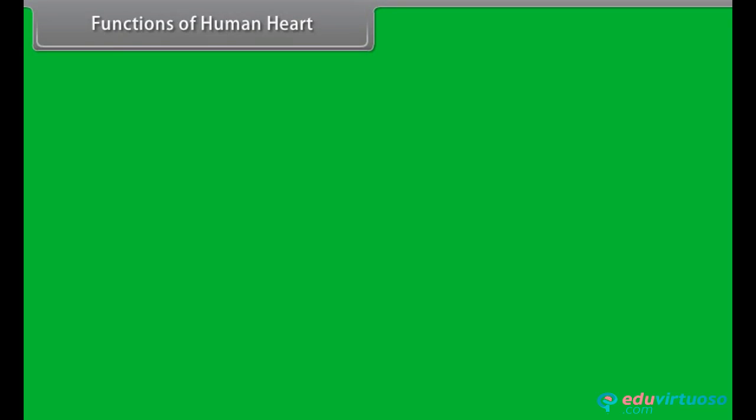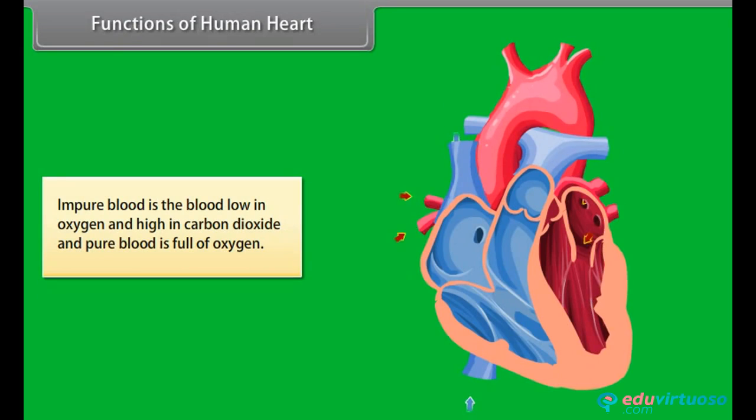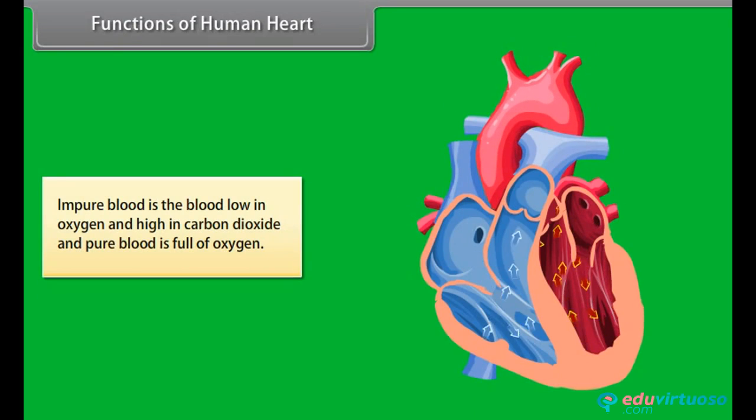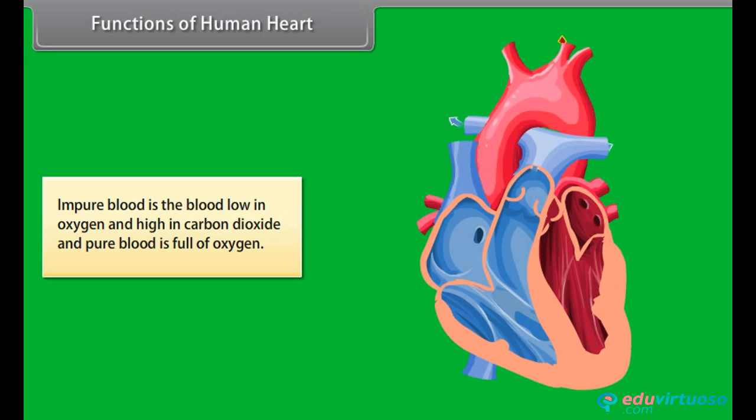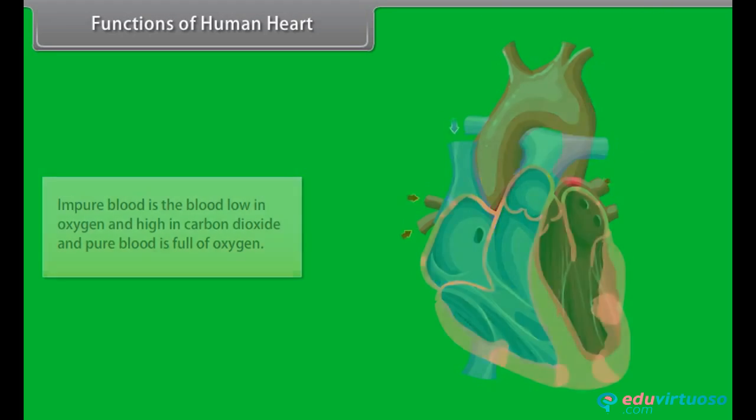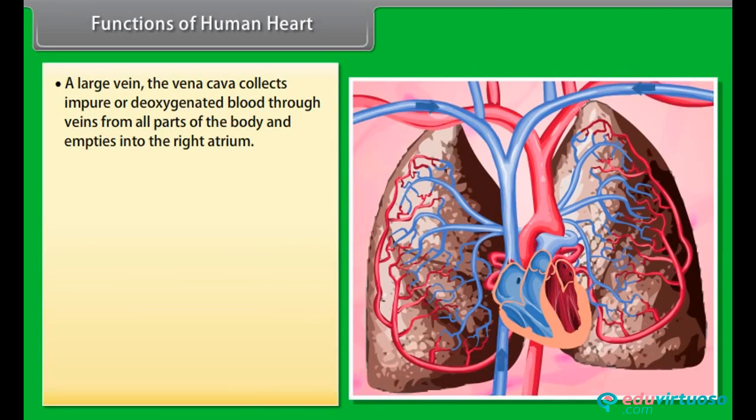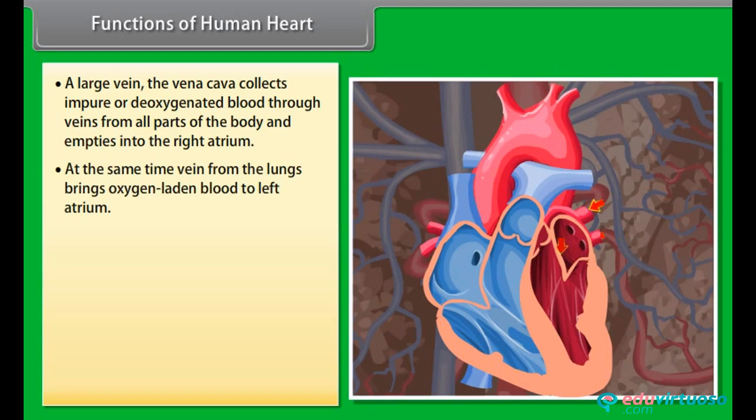Functions of the human heart. Impure blood is the blood low in oxygen and high in carbon dioxide, and pure blood is full of oxygen. A large vein, the vena cava, collects impure or deoxygenated blood through veins from all parts of the body and empties into the right atrium. At the same time, a vein from the lungs brings oxygen-laden blood to the left atrium. At this time, all the 4 chambers of the heart are relaxed.